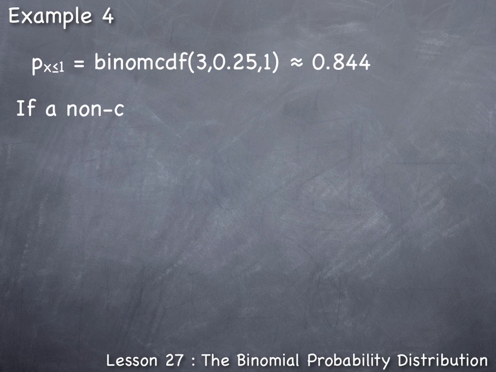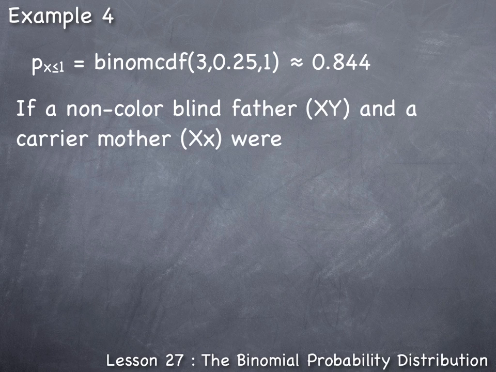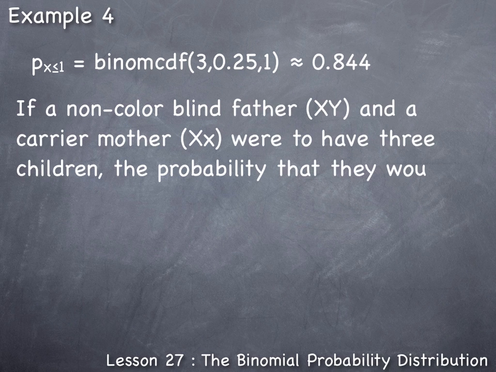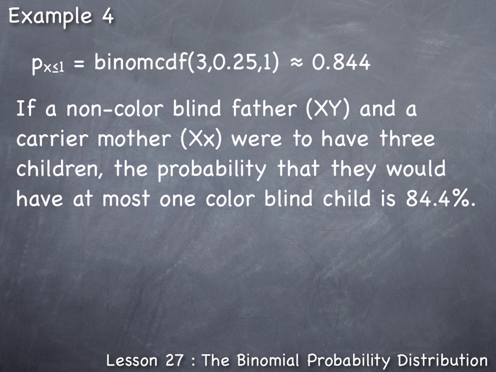So, if a non-colorblind father and a carrier mother were to have 3 children, the probability that they would have at most 1 colorblind child is 84.4%.